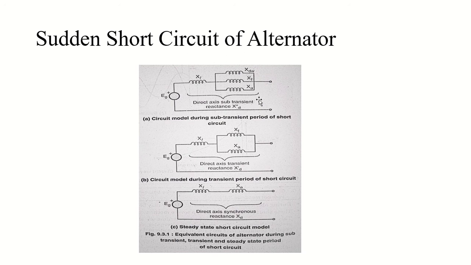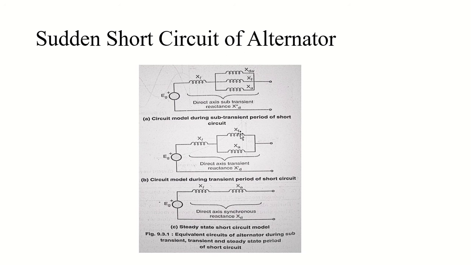As damper winding currents are first to die out, the XD omega effectively becomes open circuited. Now this XD omega will become open circuited, then we are having just two of these, XF and XA, in parallel, as you can see here.